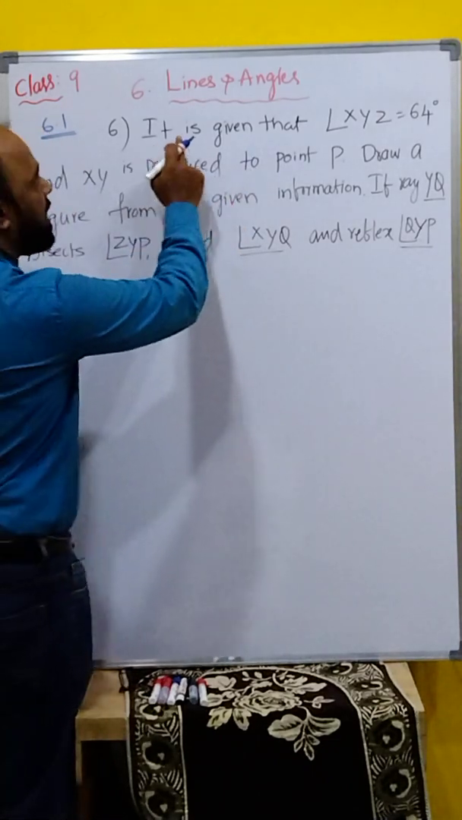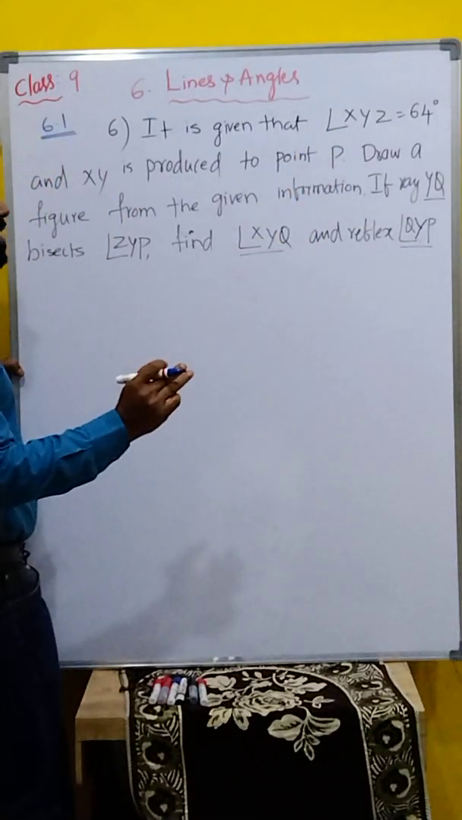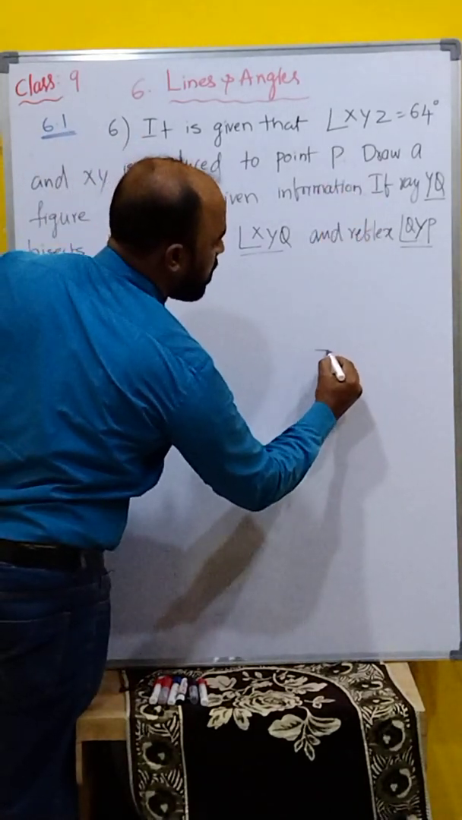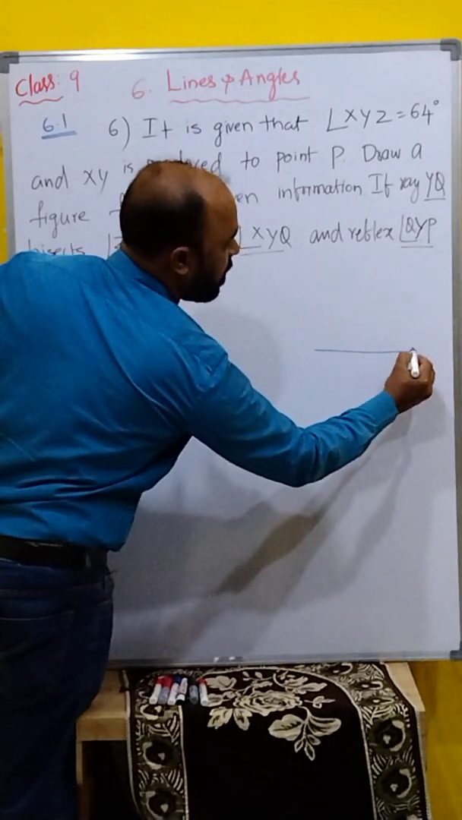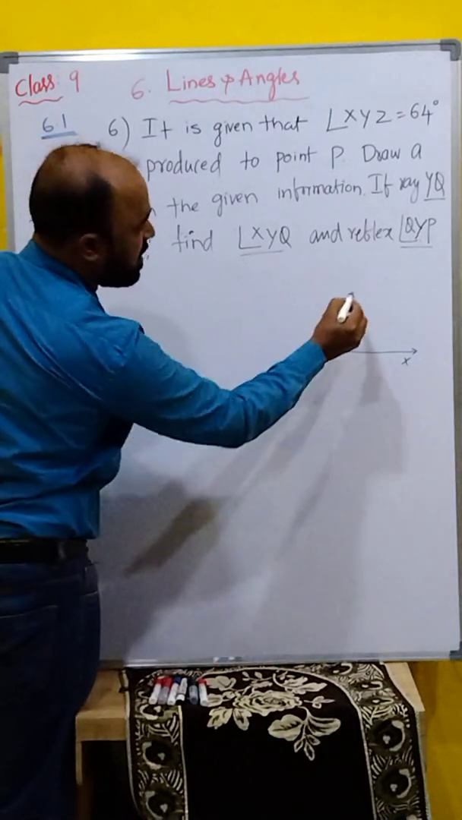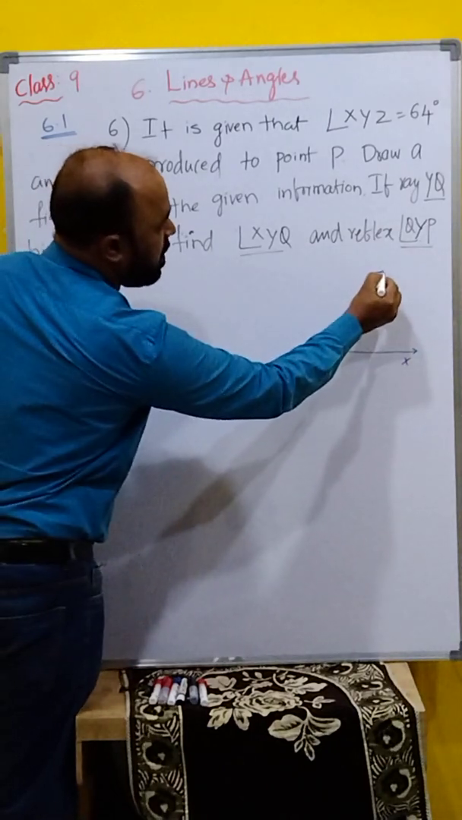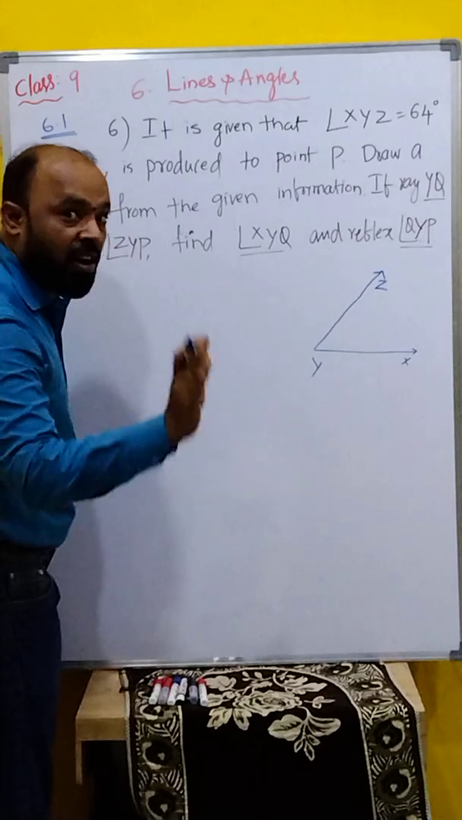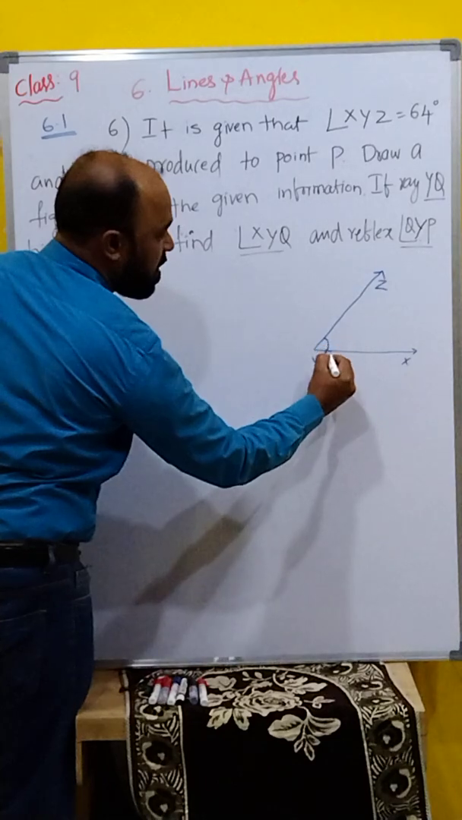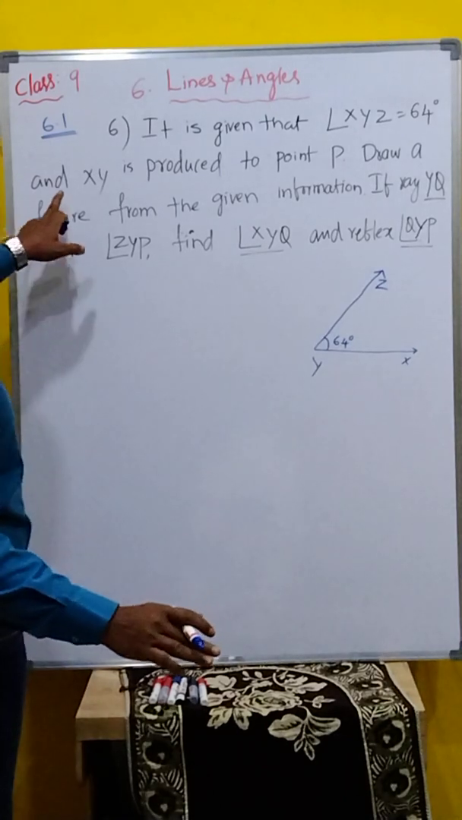First one, what is given? It is given that angle XYZ is equal to 64. That is given. Clear, children? First of all, X is the starting point. Suppose I am selecting this as X here, and this is Y. Angle XYZ is equal to 64, according to the information. I am assuming this one. Okay, 64. Done.